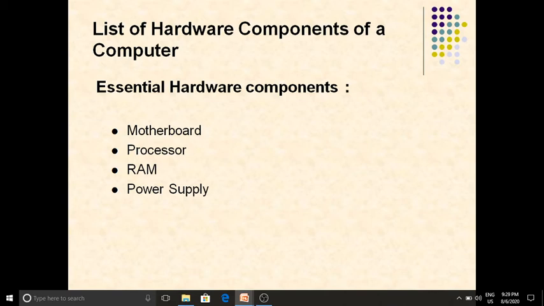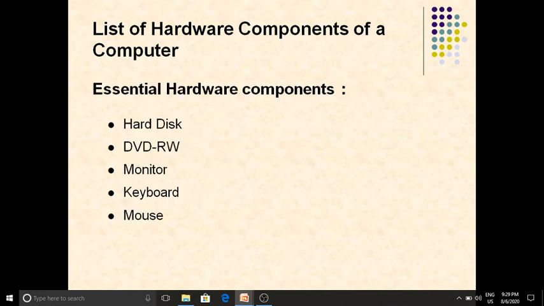The essential components are the motherboard, processor, RAM, and power supply. So these are the hardware components which are compulsory for a computer system to run. Okay, students. Now let us proceed to the next slide.